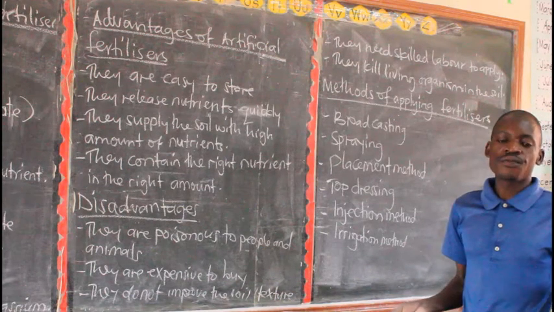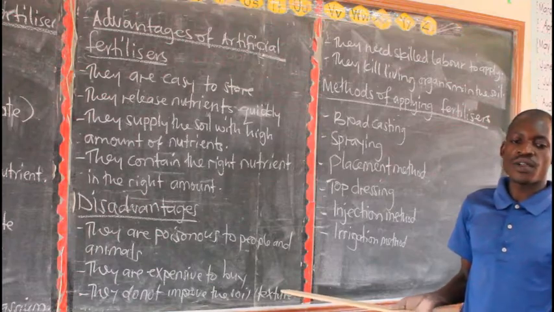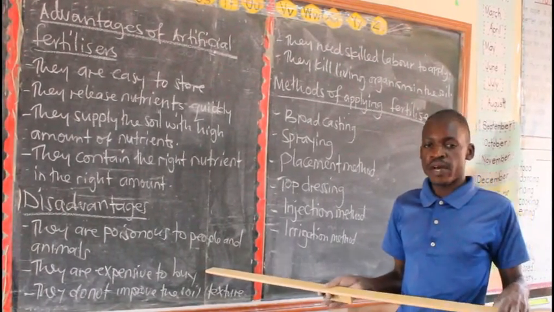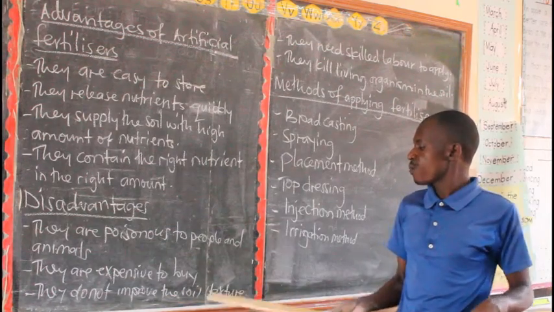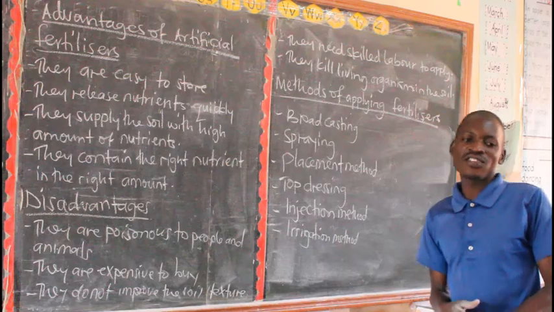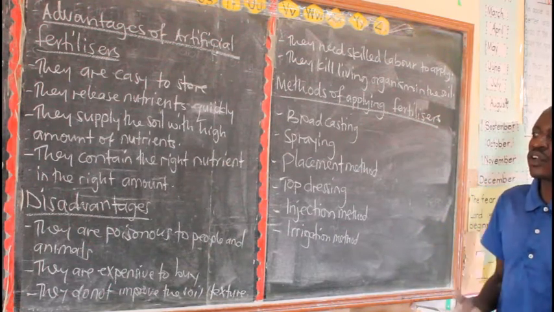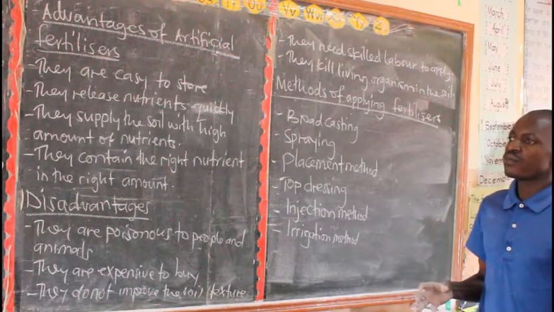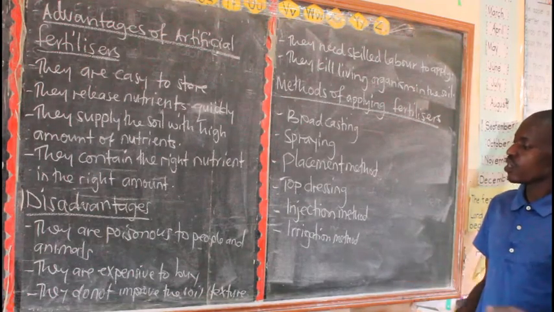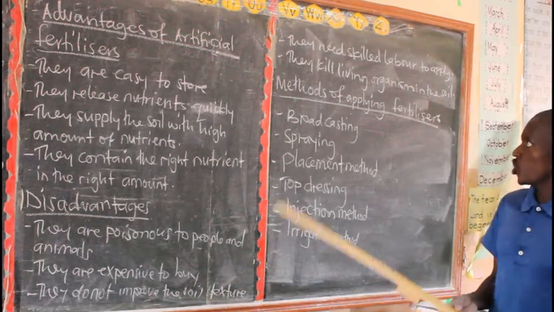They are not like farmyard manure, where you just collect cow dung, ferment and rot it, and take it to the garden. Here they involve money. Then they do not improve the soil texture. Instead, they destroy the soil texture. Soil texture means the arrangement of the soil particles. Are they too rough, or fine? So these destroy the soil texture.